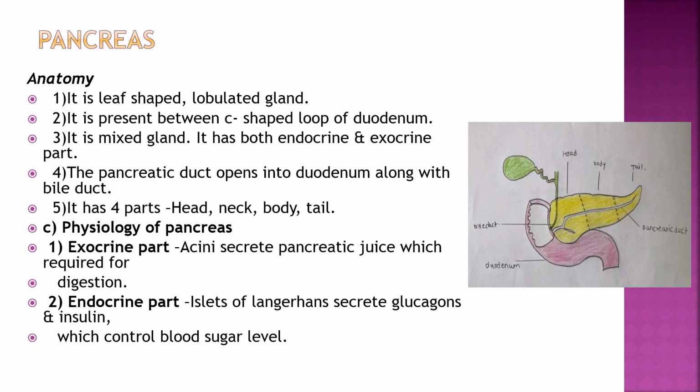The pancreas is present in the C-shaped curve of the duodenum, and it has two parts: the exocrine part, which secretes pancreatic juice, which contains amylase for digestion of carbohydrate, and the endocrine part, that is the beta cells of the islets of Langerhans, which secretes insulin, and it is mainly for regulation of the blood sugar level. So this is about the digestive system.